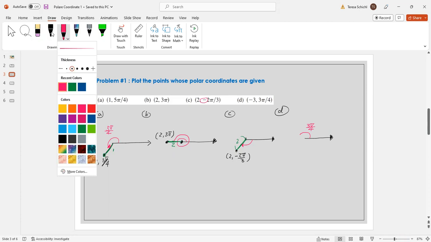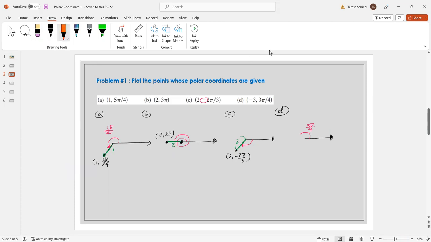So here, let's take a look. I'm going to use a different color here. So for 3 pi over 4, for this gold one here, the length of this gold one is 3. So I know this point at the end of this gold one will be 3, 3 pi over 4.